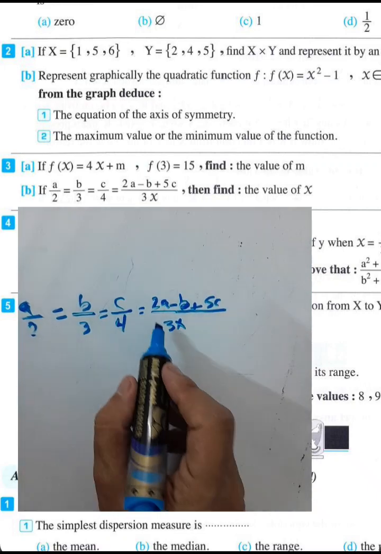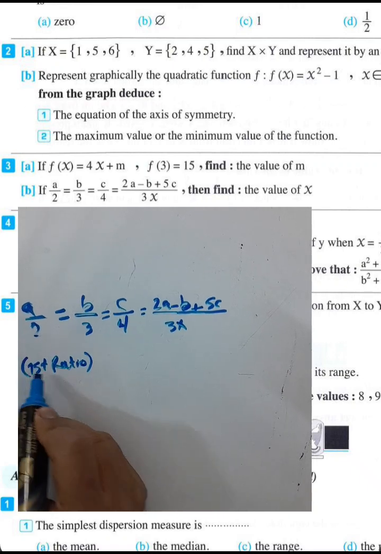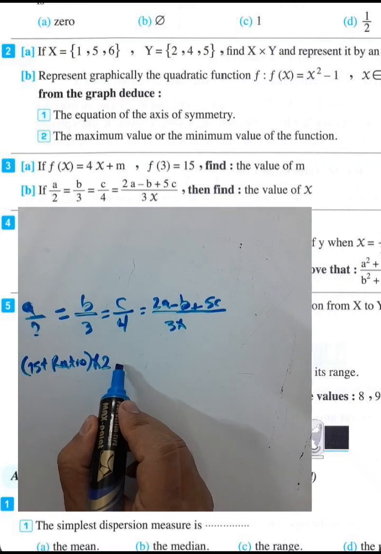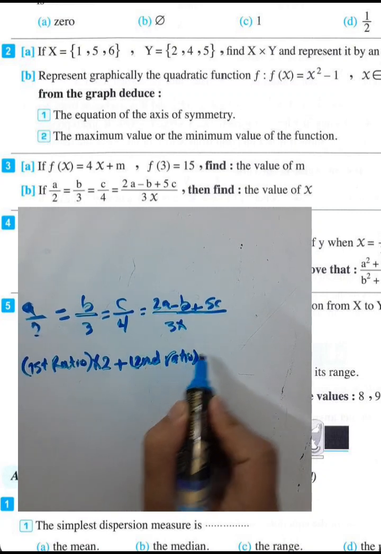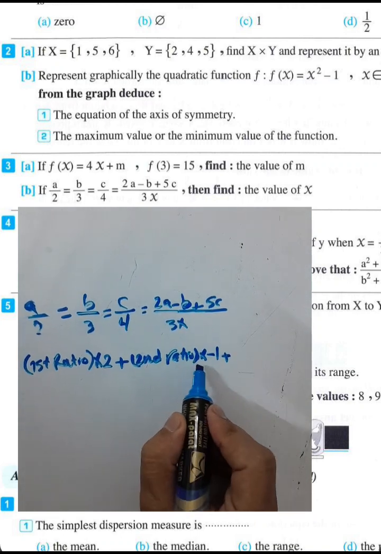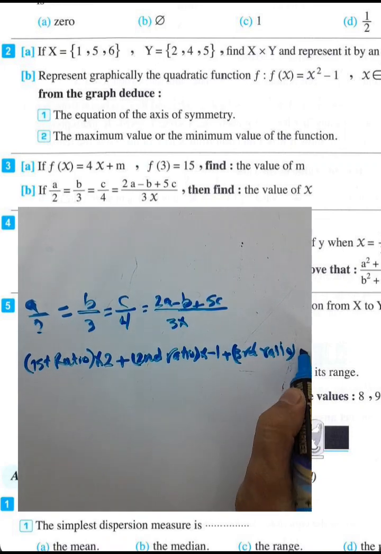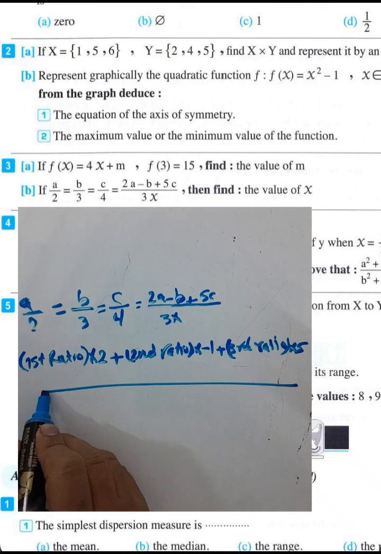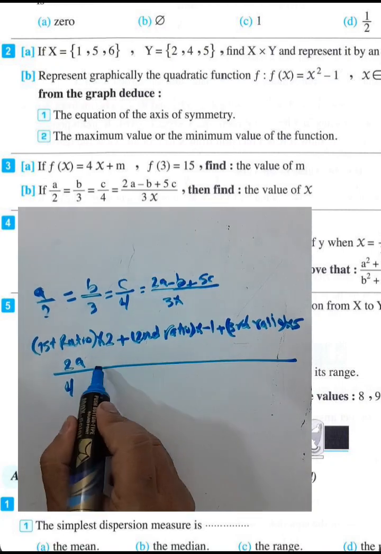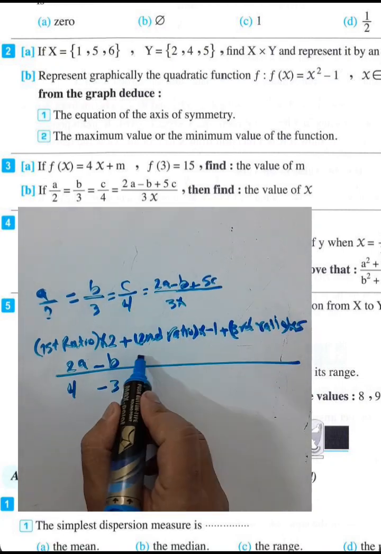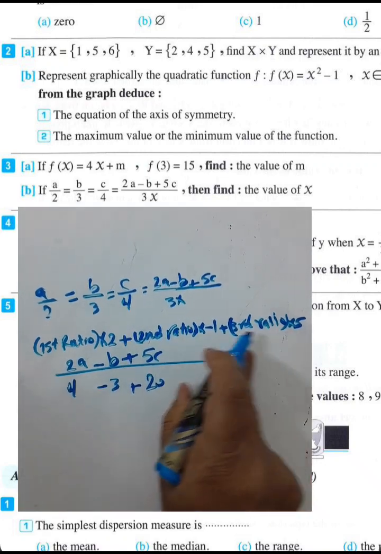We can use the lattice rule, meaning first term, first ratio here, product it by 2, and add to second ratio, product by negative 1, add to third ratio, product by 5, and then use the rule: 2 times a, 2 times 2 equal 4, subtract b, subtract 3, plus 5 times c, plus 4 times 5 equal 20.